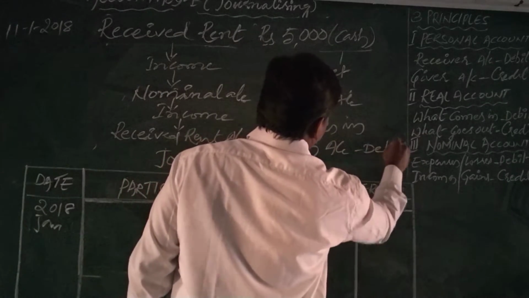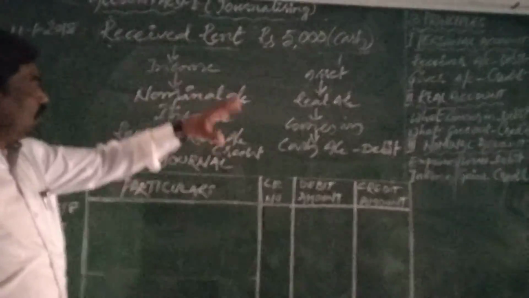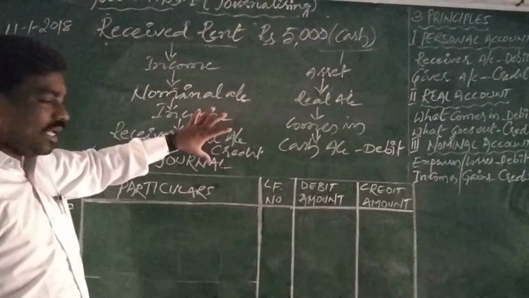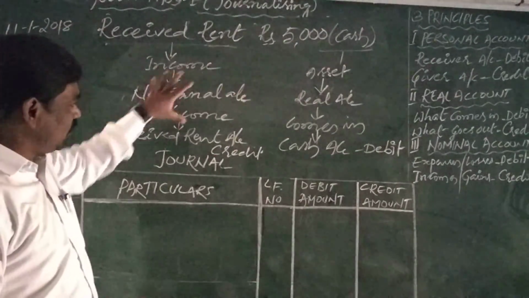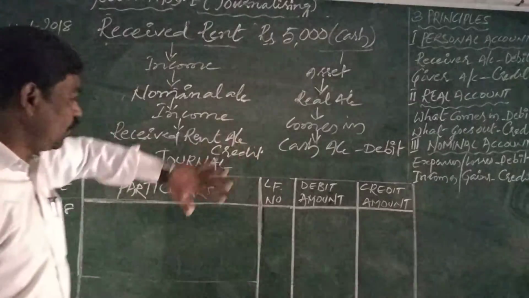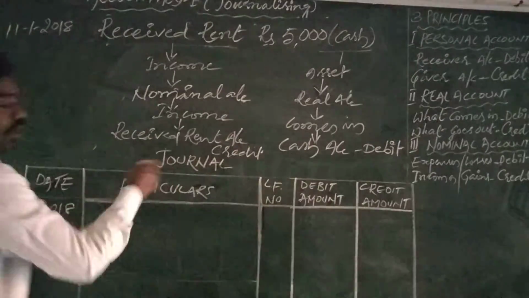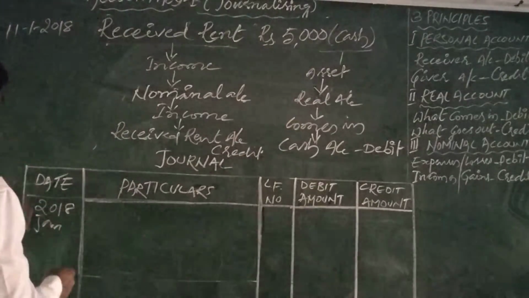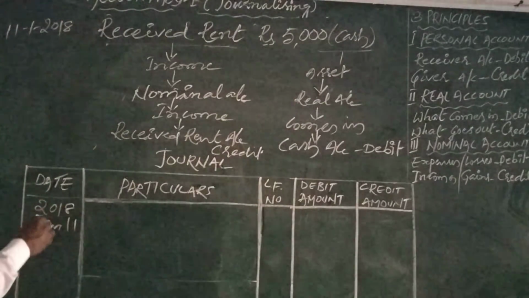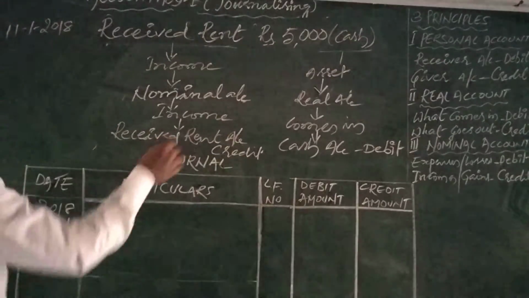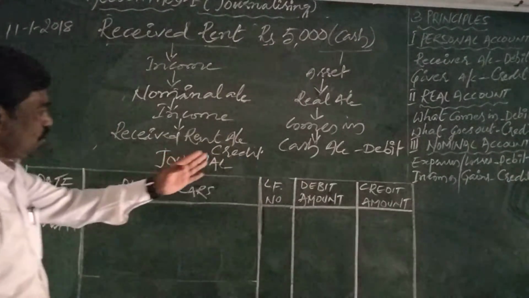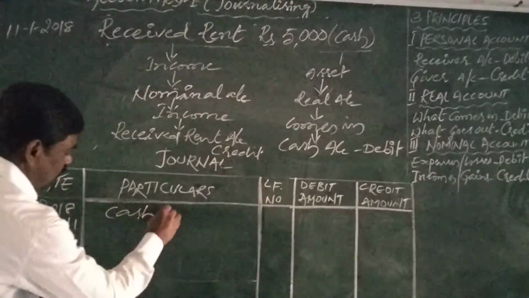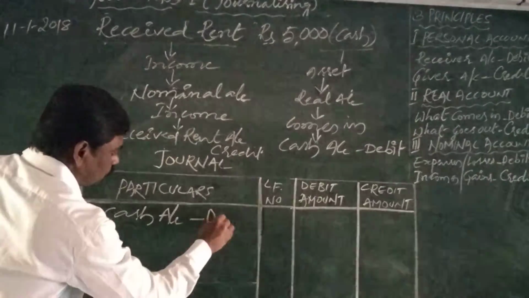Cash account debit. This process must take place in your mind. You have to think these steps in your mind. Then you can write the entry in the journal. So here, first in the date column, you write the date, 11th January 2018. So what is the debit account here? First you see which is the debit account. Cash account is the debit account. So here you write cash account debit.